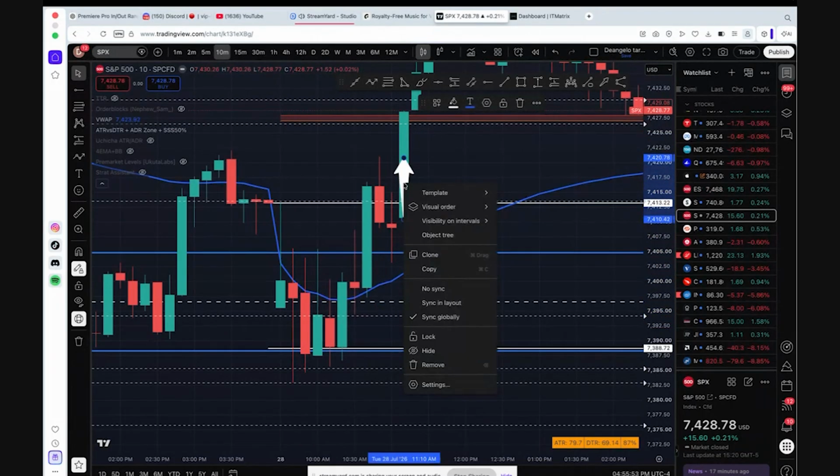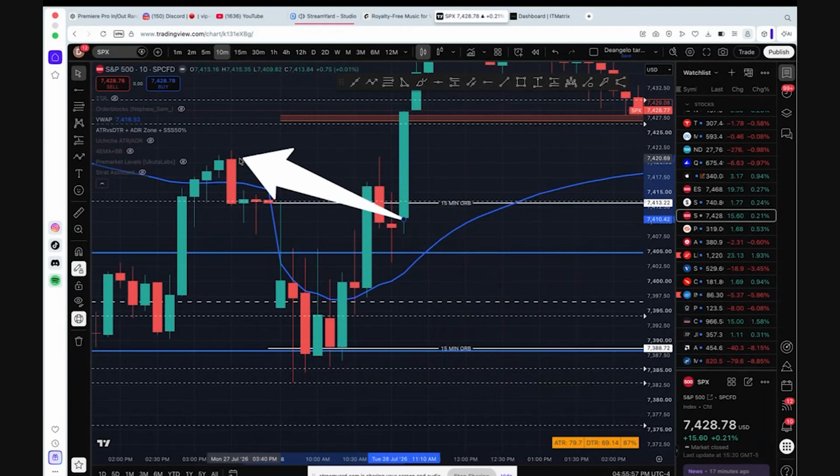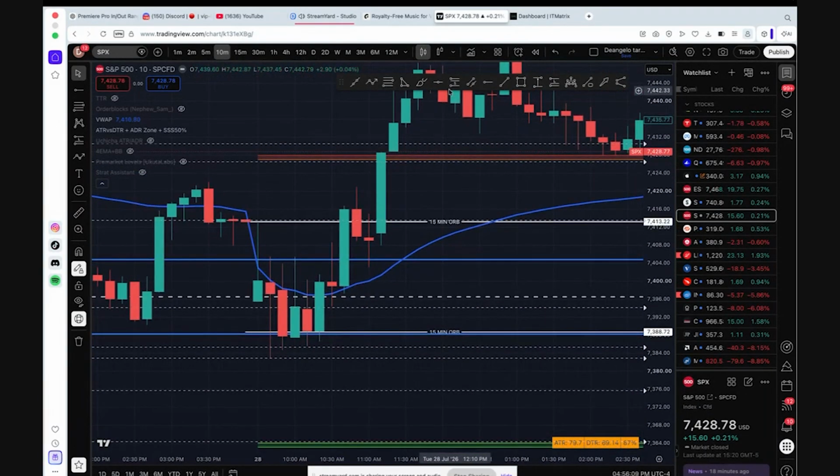It's just an area of resistance. This was the resistance right here. Came up here and tagged this, and it brung us back down, came back to support, and we got up out of there. Another thing I like to use, so this was higher high, higher low, higher high, okay?